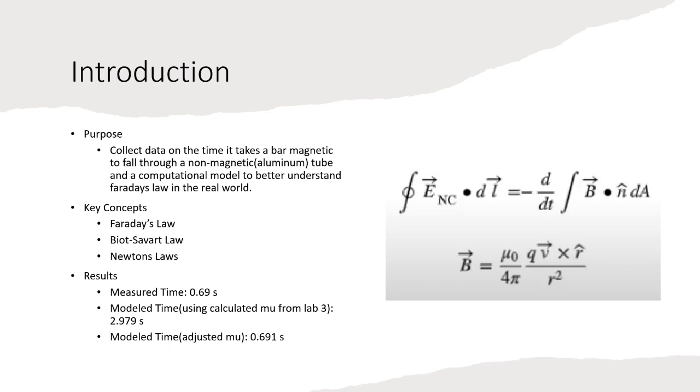The purpose was to collect data on the time it took for a bar magnet to fall through a non-magnetic aluminum tube, and we used a computational model to understand Faraday's law in the real world. The key concepts for this lab are Faraday's law, the Biot-Savart law, and Newton's laws.